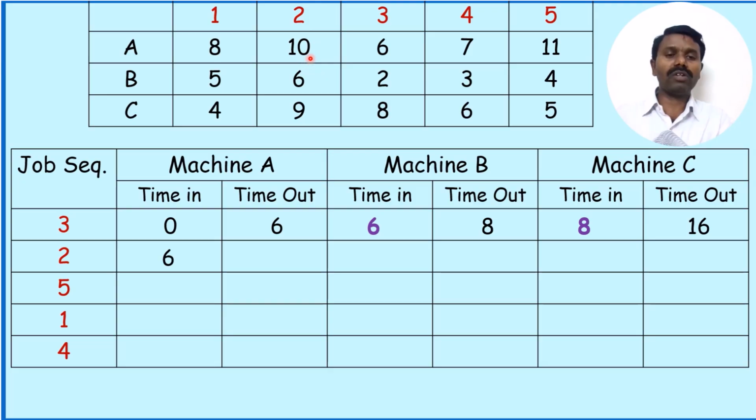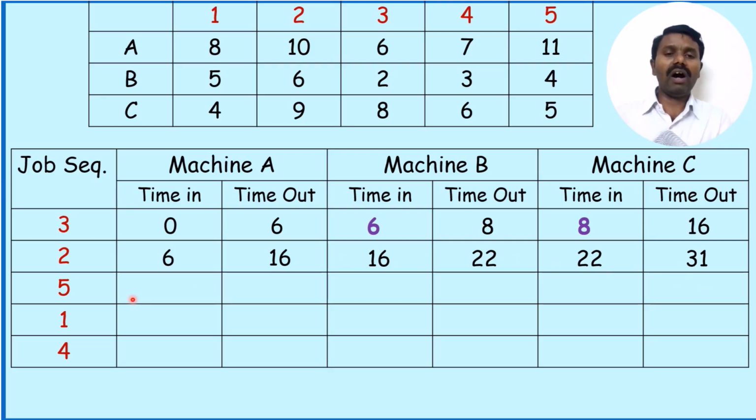Order 2, the processing time will be 10, so here the same time will come here because it's the first mission. Then 6 plus 10 becomes 16. So here the in time will become 16, even though it is free from 8 minutes. Then the next it is taking 6 minutes on mission B, 16 plus 6 is 22. Then it is taking 9 minutes here, so 22 plus 9 becomes 31.